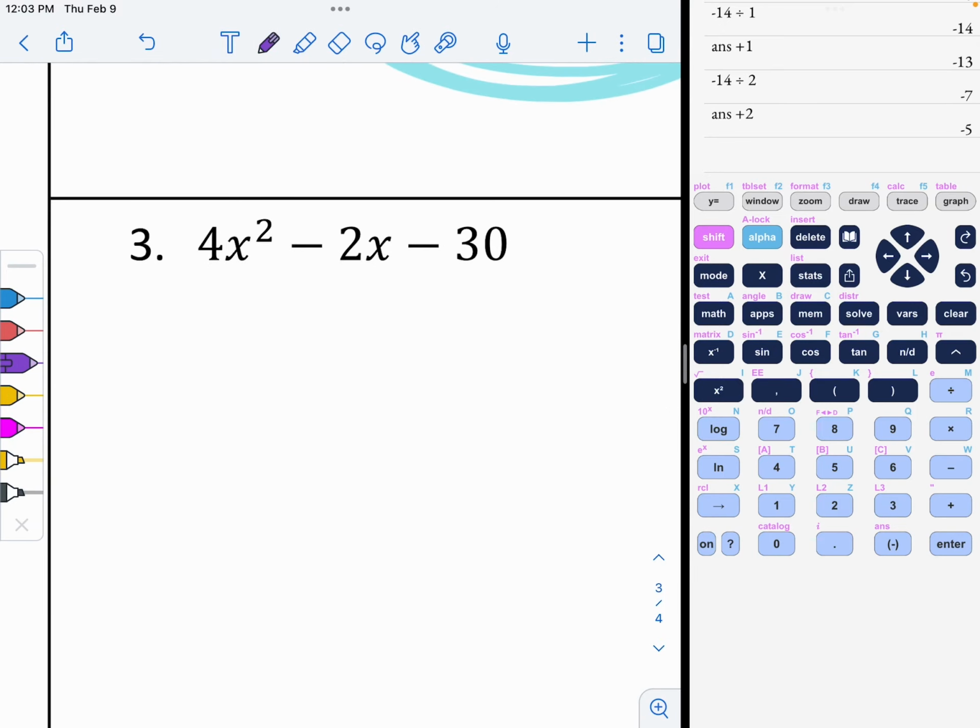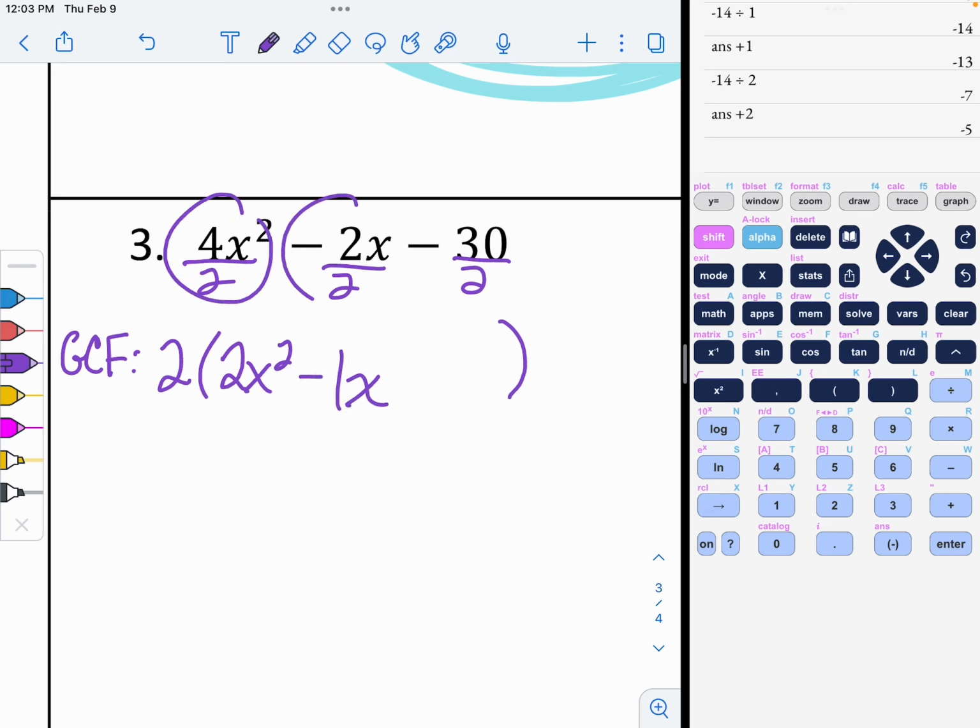Okay, so I am going to be looking for my GCF, which is tempting to maybe pick 4, but 4 doesn't go into 2. So my GCF is going to be a 2. 2 is the only thing, and there's no variables that they all have in common. Dividing out of 2, I get 2x squared. Dividing out of 2, I get 1x. And dividing out of 2, I get minus 15. Don't use those numbers anymore, okay?